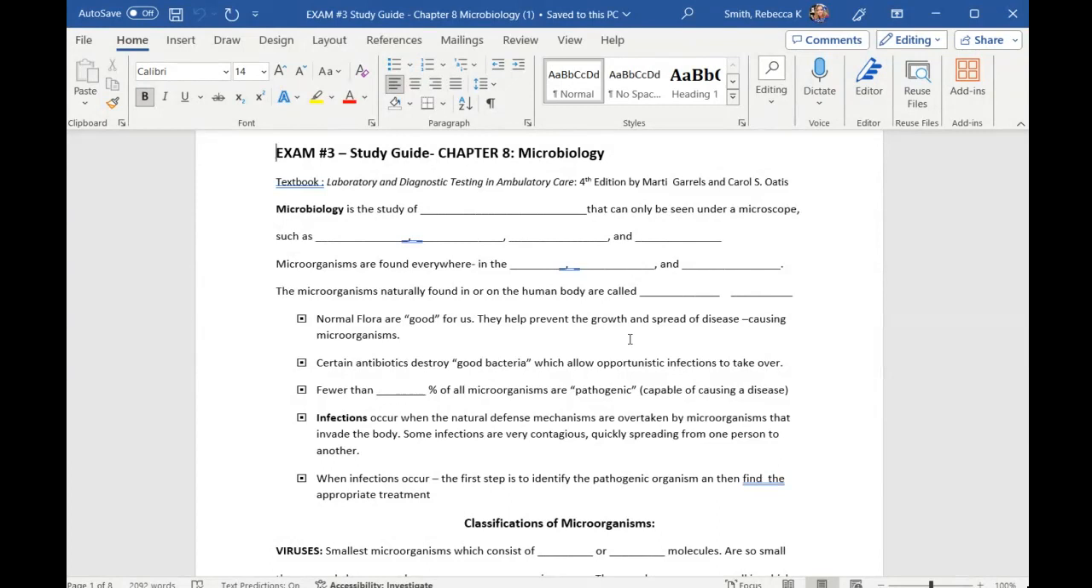So fewer than what percent of organisms are pathogenic? What percent? 1. It's a little more than that. Was it 10? It's 10, yeah. And that's like a rough number, right? So 1 out of 10 microorganisms floating around can actually make you sick. We can go that direction with it.